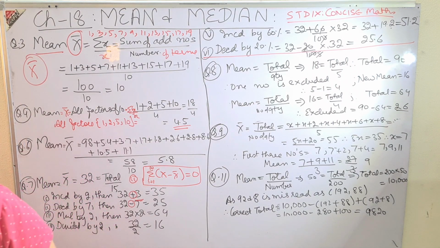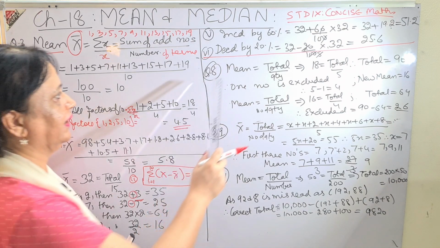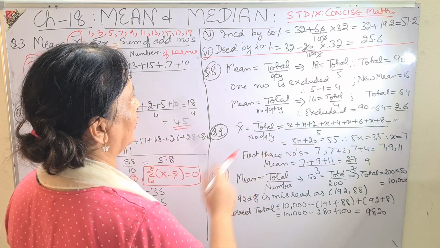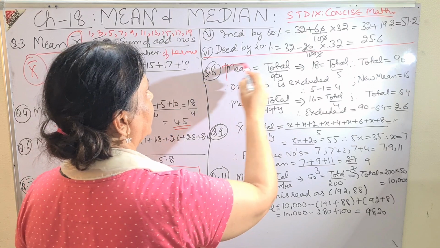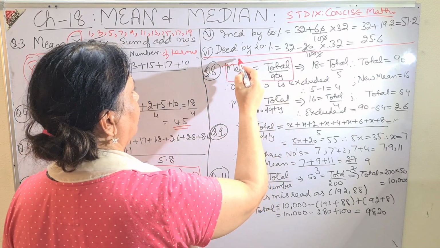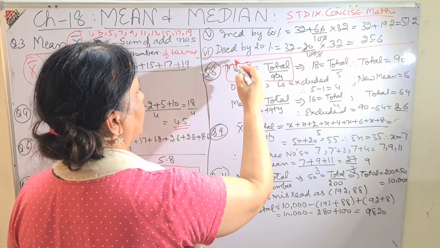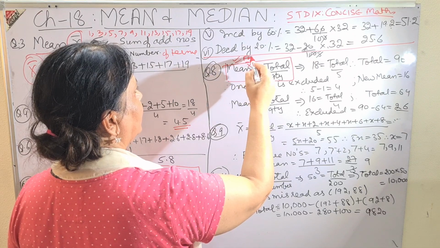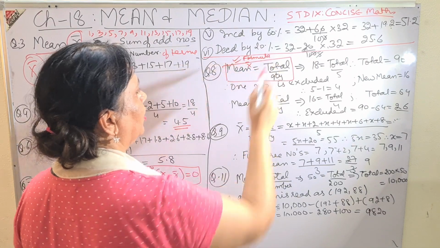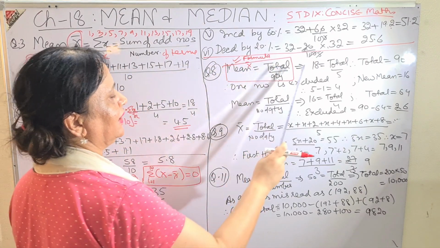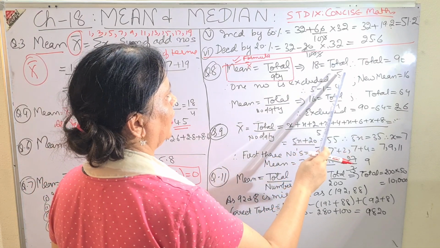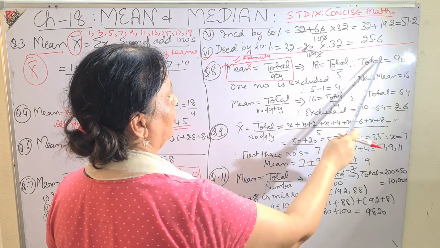Again he says the mean of 5 numbers is 18. So I have written the formula: mean is equal to total over quantity. This carries marks, so you have to write the formula, and this I have been saying since the first video, the formula is to be written. Mean is 18, total I don't know, but the number of quantities is 5. So the total will be 90.